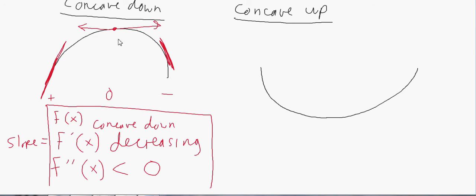Now it doesn't have to be this whole piece. It could just be part of it. Like this guy might not be there. Now it's just going from 0 to negative, the slope is. So that's concave down.